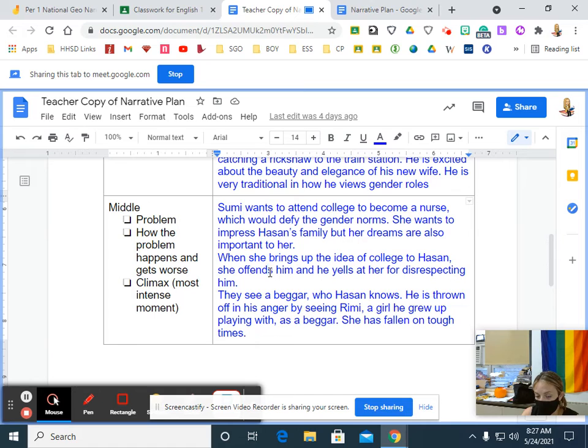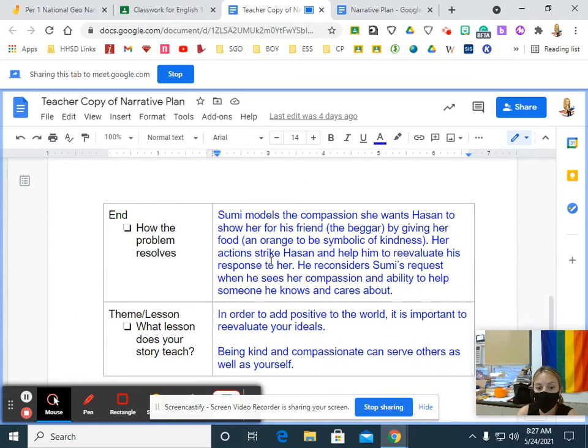I describe it in detail, and then I needed a way to solve the problem because obviously I wanted there to be a tension or a problem that she wants to go to college, her husband does not want her to. And then I resolved it by having a beggar that the husband knows come into the story, and he sort of reflects on how he treats other people and decides that she should be able to go to college and achieve her dreams. And that's what I describe at the end.